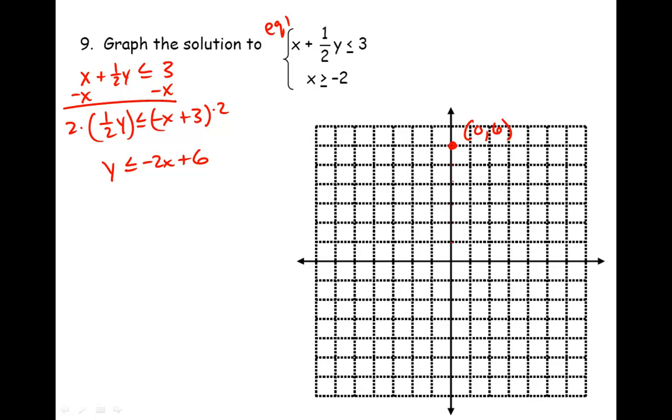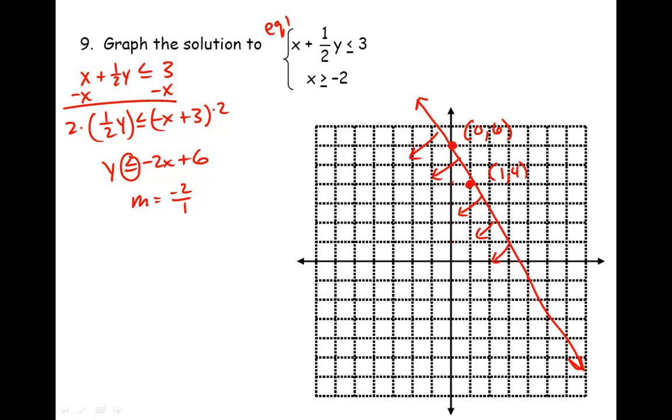And then my slope is negative 2, which is the same as negative 2 over 1. So I'd want to go down 2 and right 1. That puts me at (1, 4). Now, think about your inequality. It says less than or equal to, so my line's going to be solid because of the equal part. And since it says y is less than or equal to negative 2x plus 6, I'd want to shade below. So underneath the line, I'd want to shade.